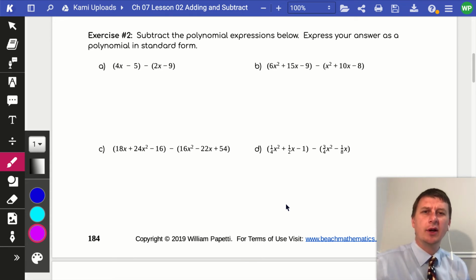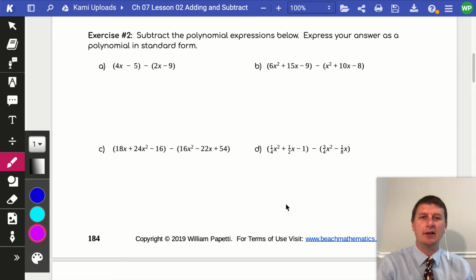And in this video, we're going to take a look at how to subtract polynomial expressions. In our previous video, we looked at how to add them, and now we're going to take a look at subtracting. So again, we're going to express our answers always as a polynomial in standard form. So in the first one, we have 4x minus 5, and then minus 2x minus 9.